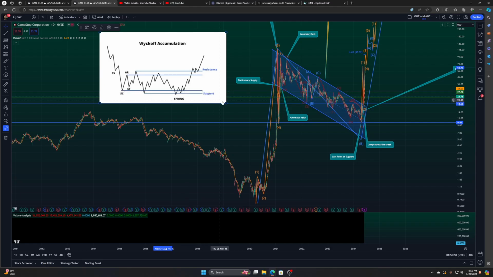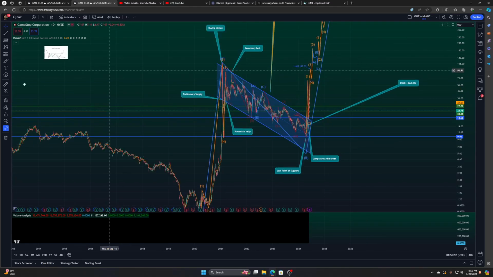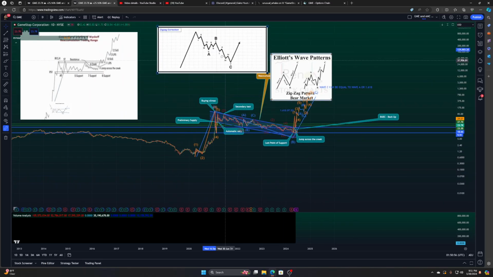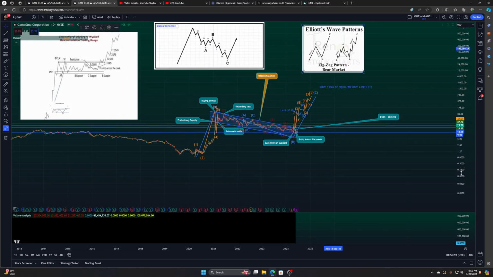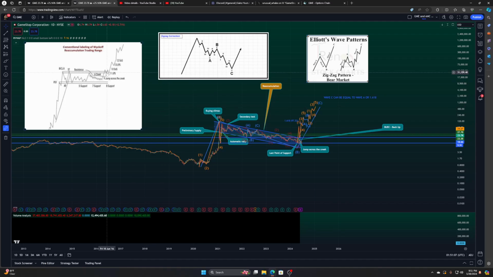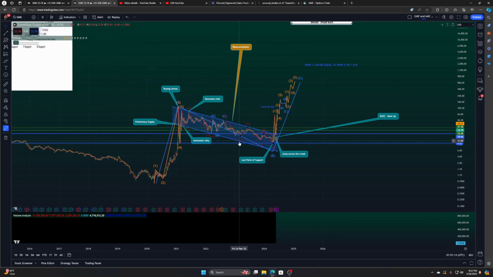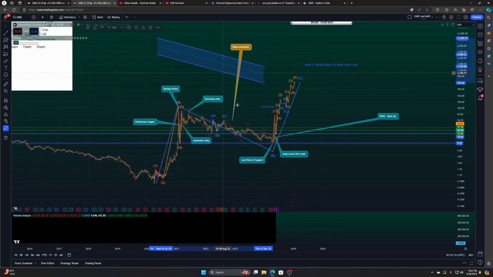Let me just make that way smaller. It's okay. Here we go. So again, besides the obvious point that this just looks like a bull flag, this does line up as a Wyckoff reaccumulation trading range.